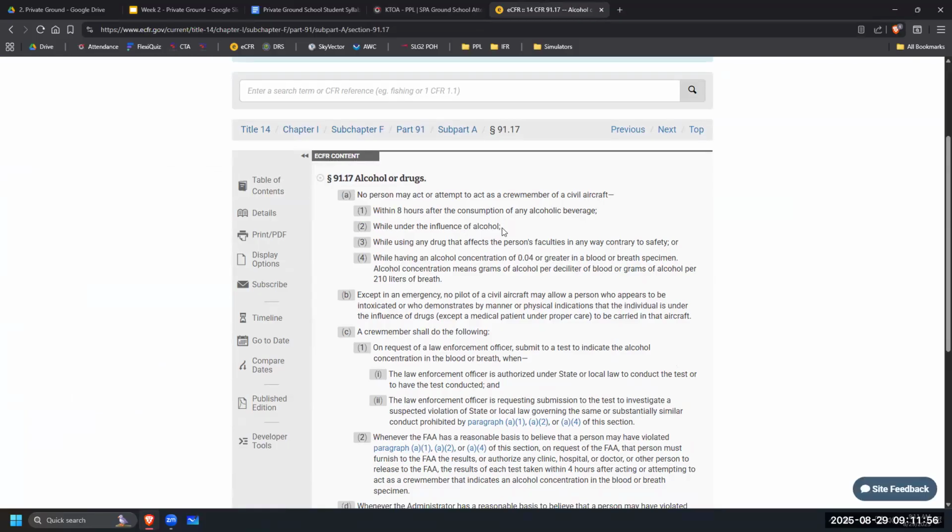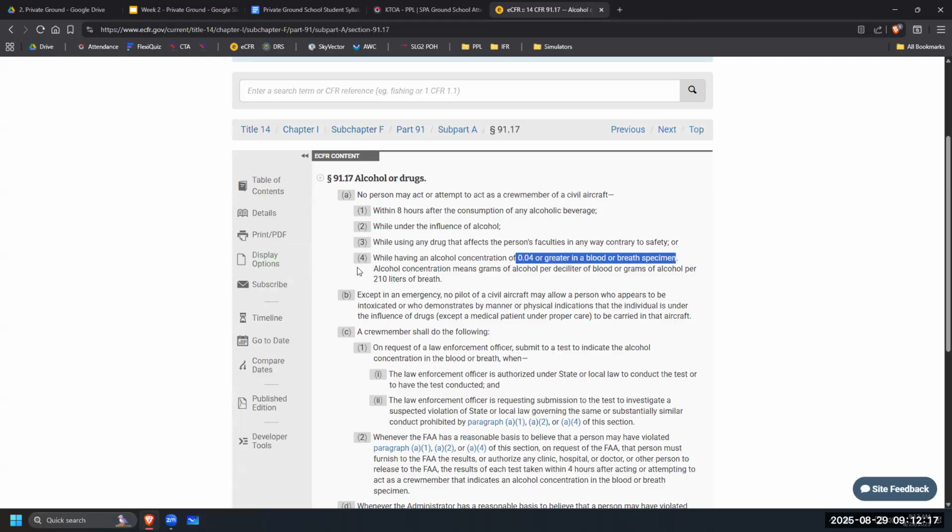Obviously, while you're under the influence of alcohol, you cannot fly. Influence doesn't mean you're drunk, right? Influence is still, you woke up the next day and you're hungover, you're still under the influence of alcohol. You should not be flying. And then obviously drug use. You can't be flying with drug use.